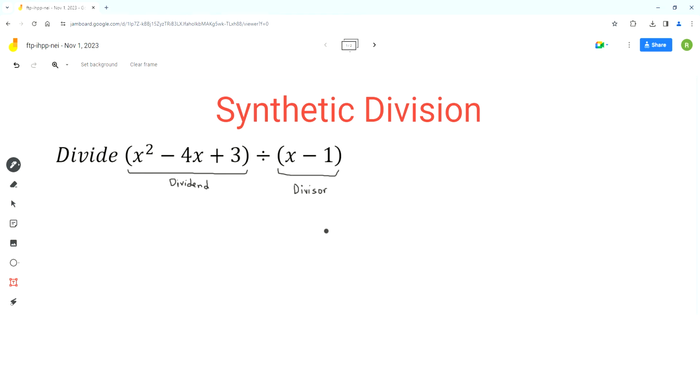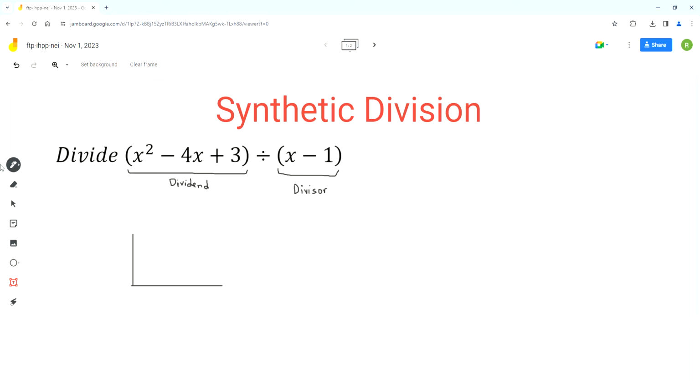So first we'll start with the setup for the synthetic division. Now for synthetic division, the setup looks like this. So this is the division symbol for synthetic division. Now in synthetic division, we don't write the complete dividend like we do for long division. We only use the coefficients of the terms in the dividend.